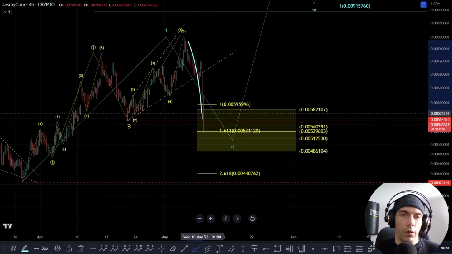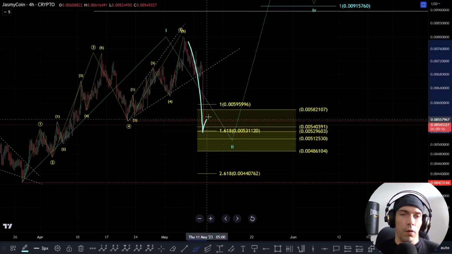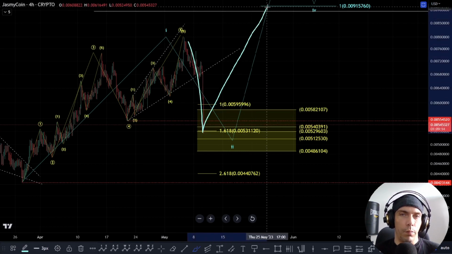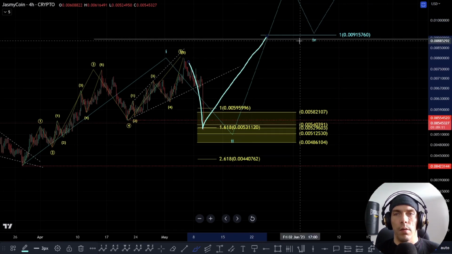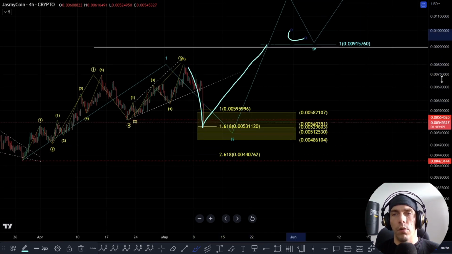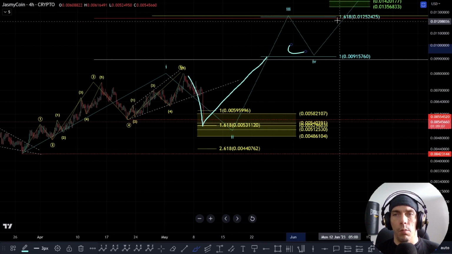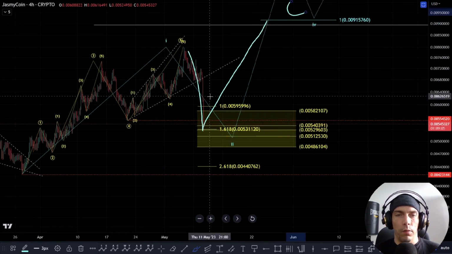If we do get this move to the downside as a completed move, this could indicate that we're going to get a bigger push up here. Whether this is a C wave and we come 1-to-1, or whether this is a wave 3 and we get up to this 1618, we'll have to wait and see.